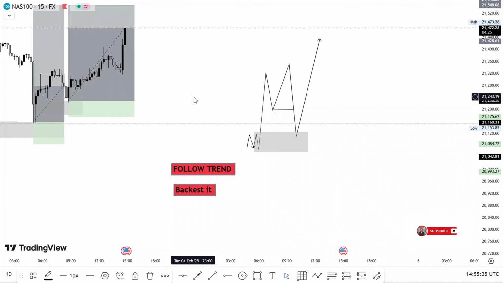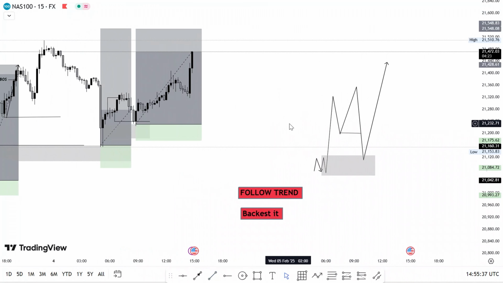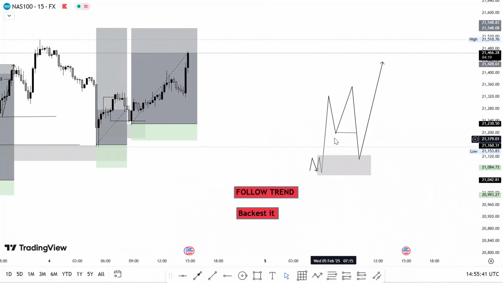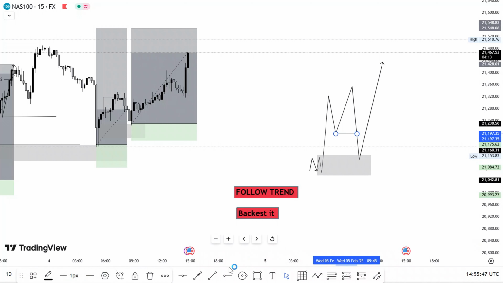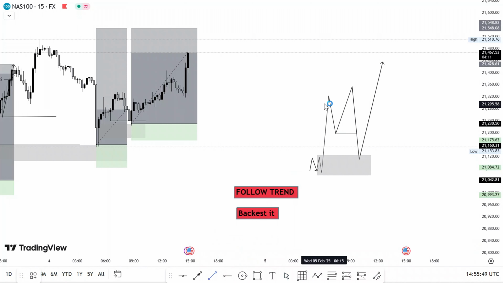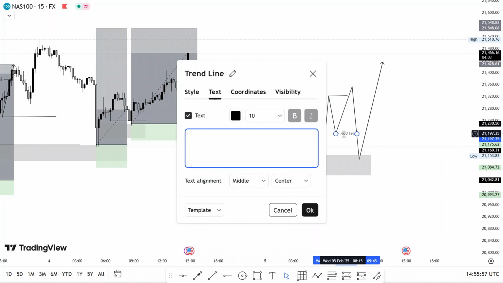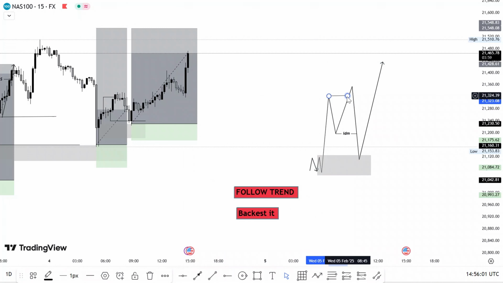You can see now, this is a live trade on Nasdaq and it's currently running in profits. I will try and put the screenshots on the screen so you get to see it. Then you have your break of structure. So here you have your inducement. You can call it IDM, you can use the dollar sign, whatever sign. Here you have your BOS.